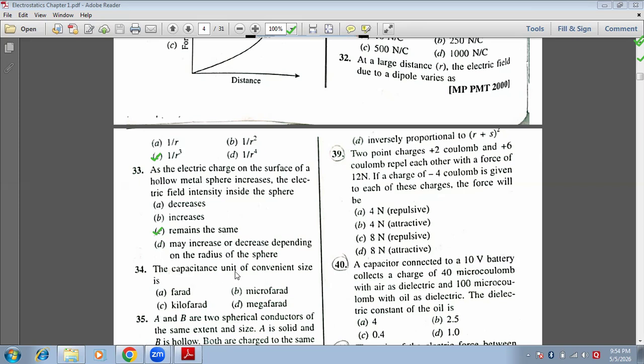The capacitance unit of convenient size is: option A, farad. Option B, microfarad. Option C, kilofarad. Option D, megafarad. Correct answer, option B, microfarad.